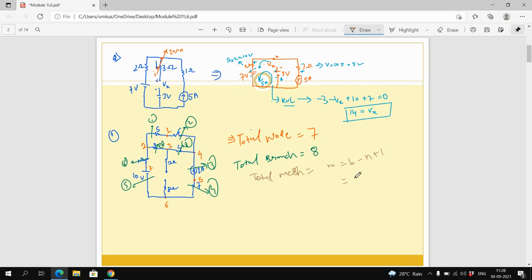How many branches are there? 8 branches. How many nodes? 7 nodes, plus 1. What value will you get here? See, 8 minus 7 plus 1 is 2. Now observe these two meshes in this loop, in this circuit. So there are a total of two meshes present. So what is the first mesh? This is an open circuit, so this is the first mesh. Okay, and this is the second mesh. I hope this is clear to you, right?